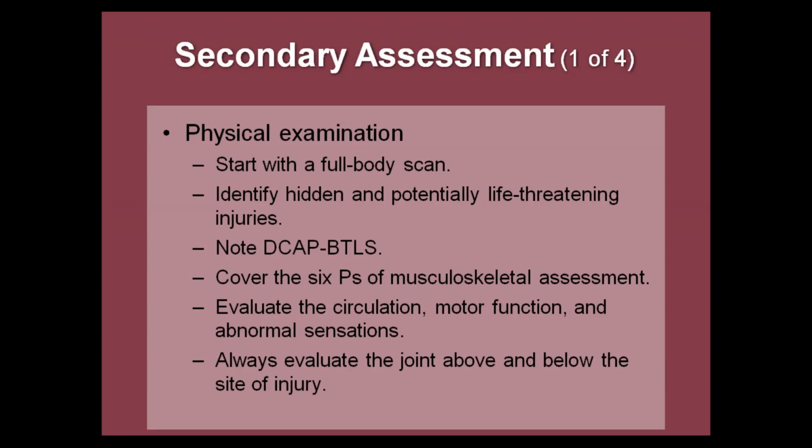The secondary assessment is going to start with a full body scan, identifying any hidden or potential life threats. Obviously, we're checking DCAP-BTLS, covering the 6 P's of musculoskeletal assessment, and evaluating circulation, motor function, and abnormal sensation. So you're checking that CMS in the extremity, or multiple extremities if you're dealing with some type of spinal injury. Always evaluate the joint above and below the site of injury.